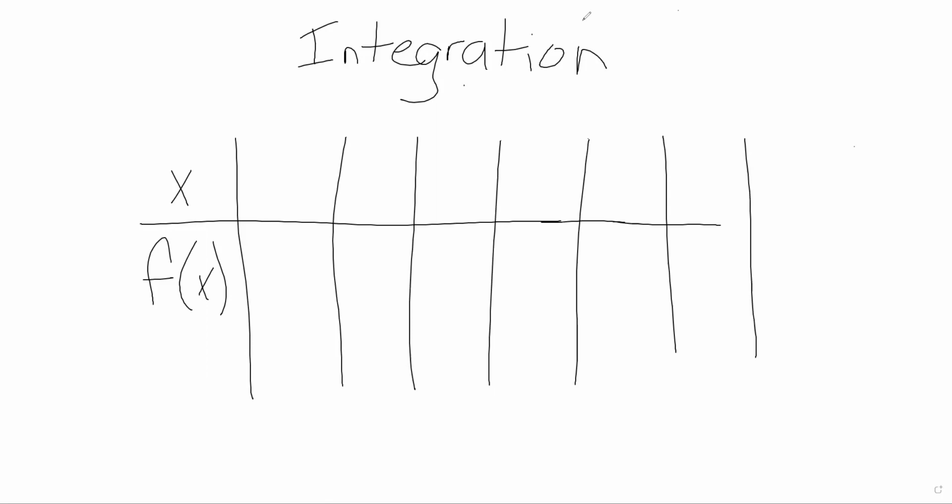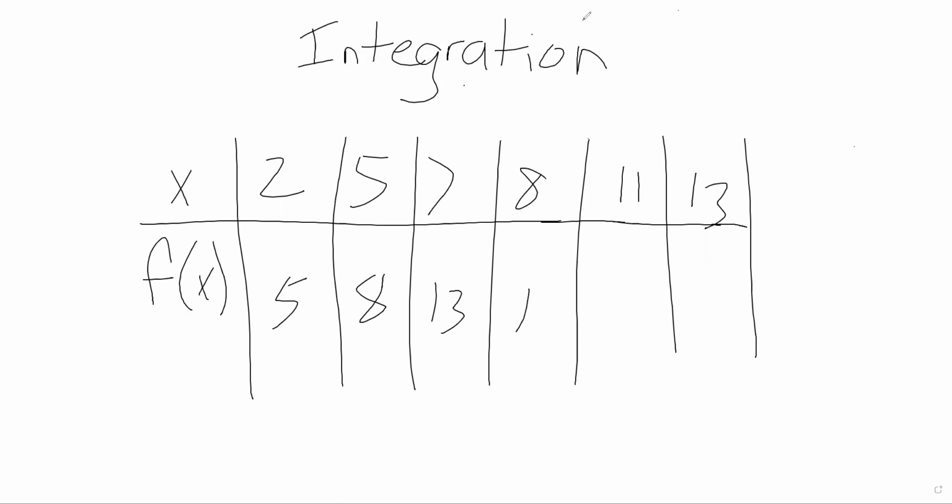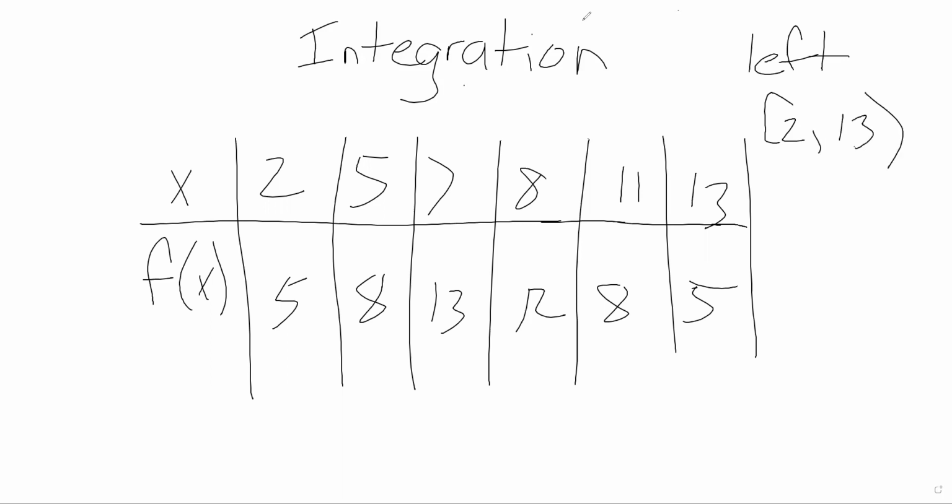We have 6 boxes. Let's see, we have 2, 5, 7, 8, 11, 13, 5, 8, 13, 12, 8, 5. Okay, let's say you're given a chart like this, nothing else, and you're asked to approximate the area using left endpoints from 2 to 13. So you're looking for lefts from 2 to 13. How would you do that? Well, let's imagine we had a graph here.